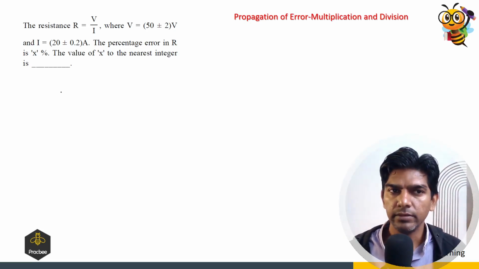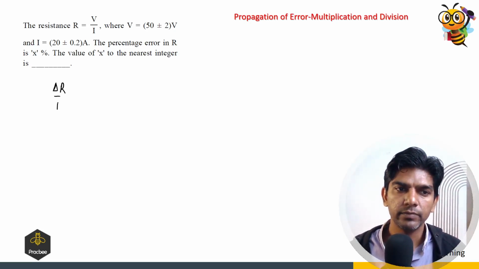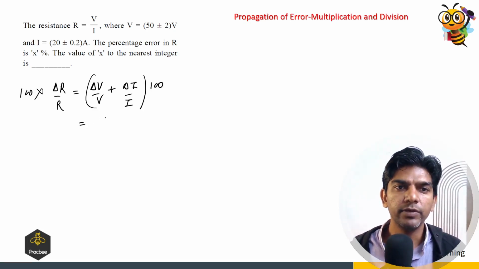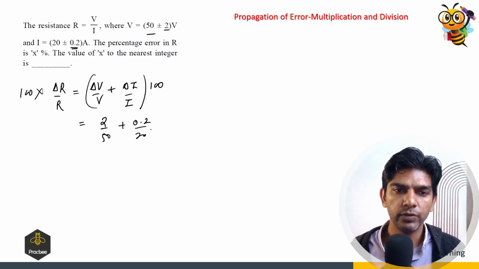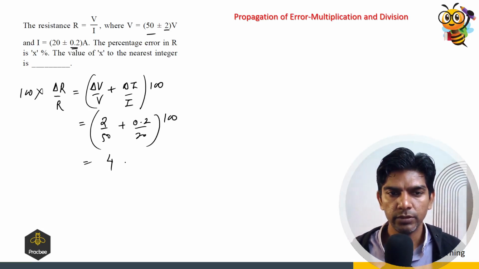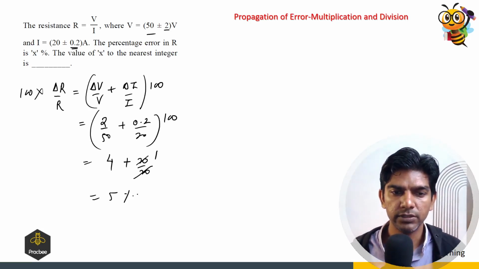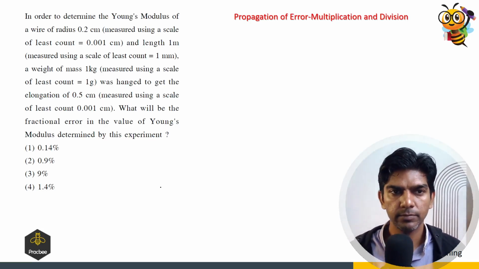So we have to find the error in R. So the relative error in R will be delta V by V plus delta I by I. So percentage error we have to calculate. Multiply this with 100. So delta V is 2, V is 50, delta I is 0.2 and I is 20, times 100. Let us multiply 100 inside, so we'll get 4 plus 20 by 20, that will be 1, so that will be 5%, right? So 5% is the answer.